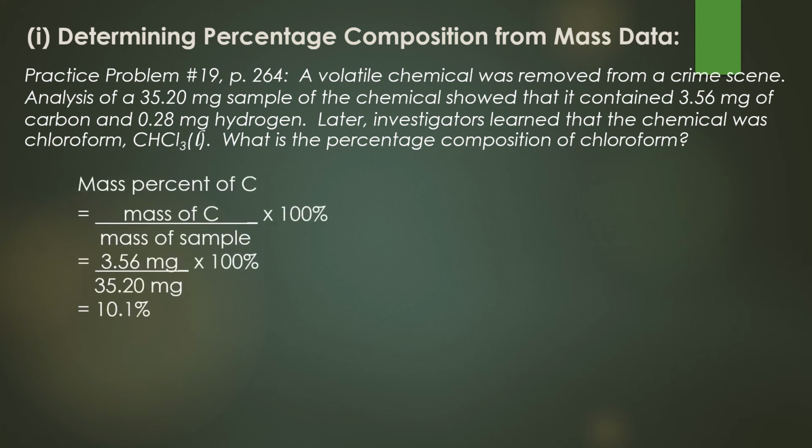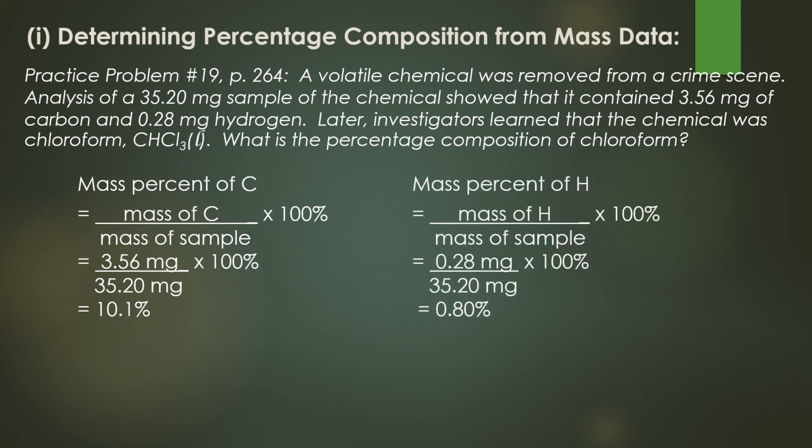We'll start first with the mass percent of carbon. Again, take your mass of carbon, divide by the mass of your sample, times 100%, and you end up with 10.1%. So you can pause the video and go ahead and do it for hydrogen. The mass percent of hydrogen is the 0.28 milligrams of hydrogen divided by the 35.20 milligrams total mass of the sample times 100%, and you get 0.80%.